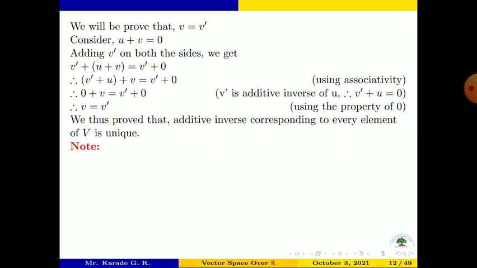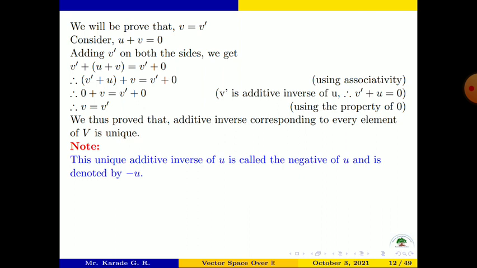Now we go further, we write some note. This unique additive inverse of u is called the negative of u, and it is denoted by minus u. So if we have a vector u in a vector space V, then its additive inverse is denoted by minus u. So u plus minus u is equal to 0, and that 0 is nothing but the additive identity in the vector space V. So keep in mind, thus u plus minus u is equal to minus u plus u is equal to 0, and it is true for all u in V.